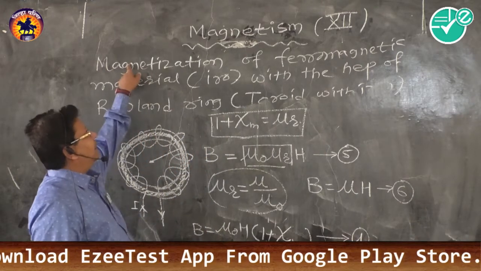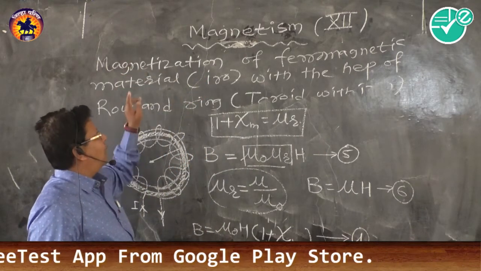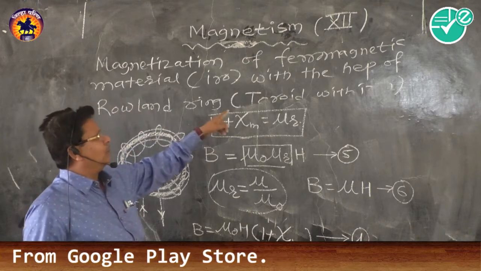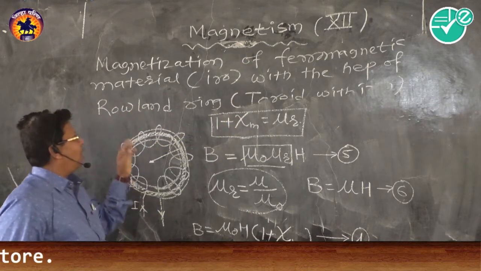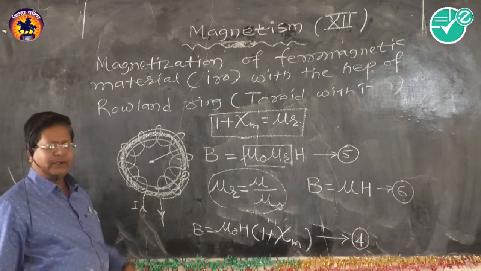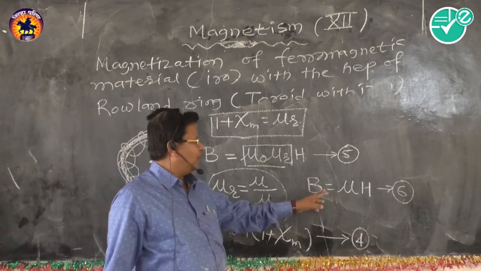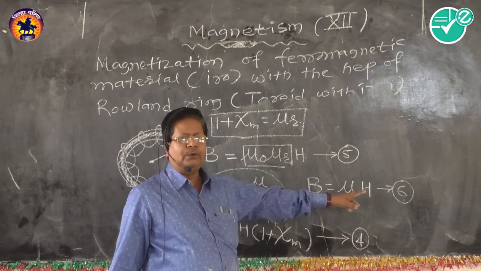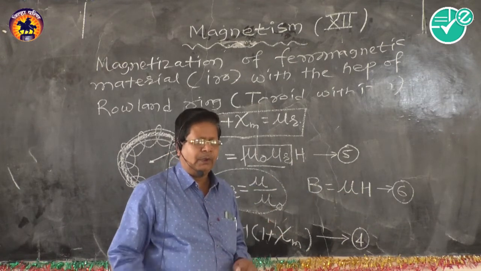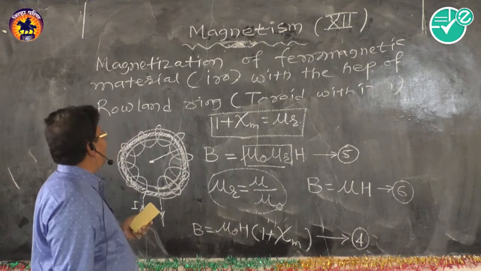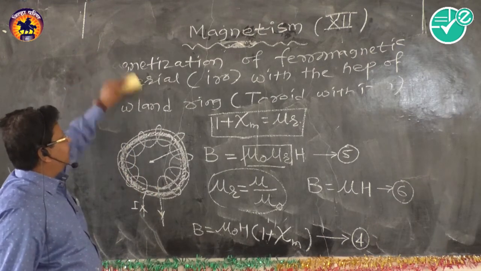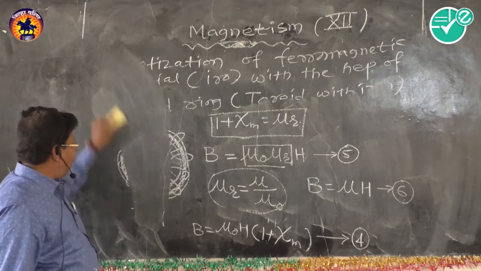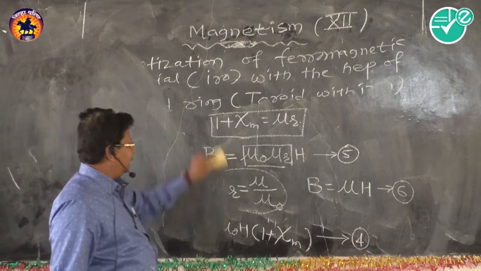So the magnetic induction along the axis of a toroid with iron, or in case of Rowland ring, is equal to mu into H. So this is all about magnetization of ferromagnetic material with the help of Rowland ring.